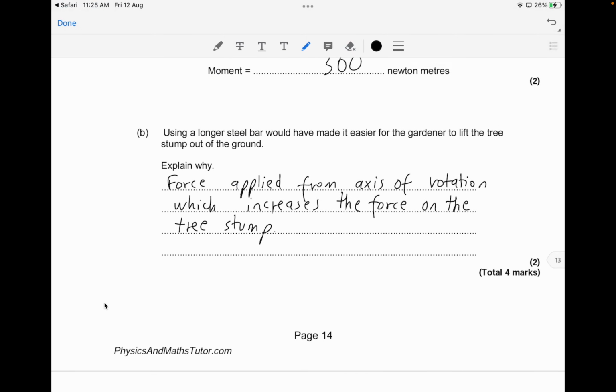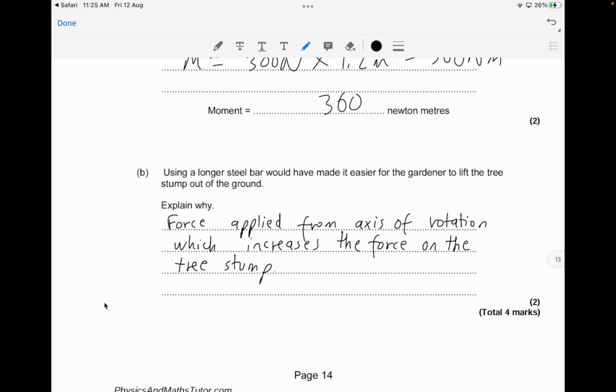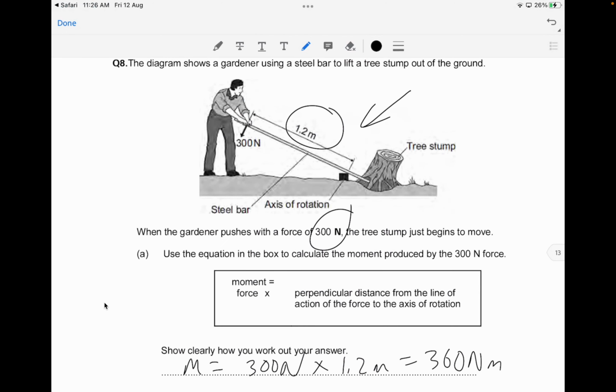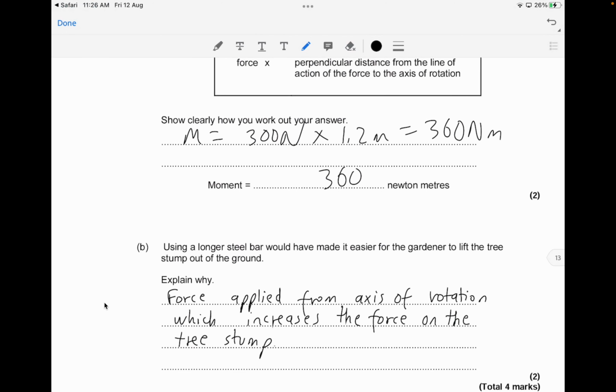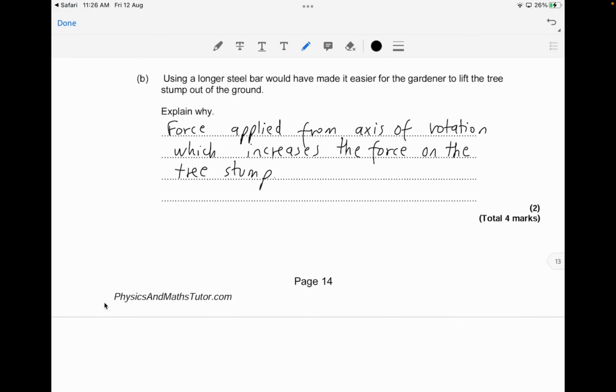The next question states that using a longer steel bar would make it easier for the gardener to lift the tree stump out of the ground. You have to explain why. The reason is that the force is applied further from the axis of rotation, which increases the force on the tree stump. Like I said, you increase the distance, the moment will increase, and the force will also increase. Let's move on to the next question.